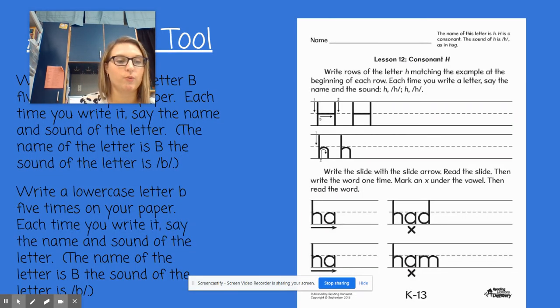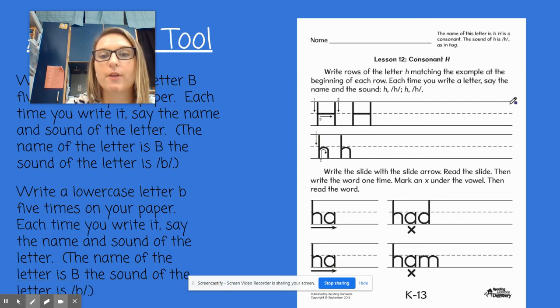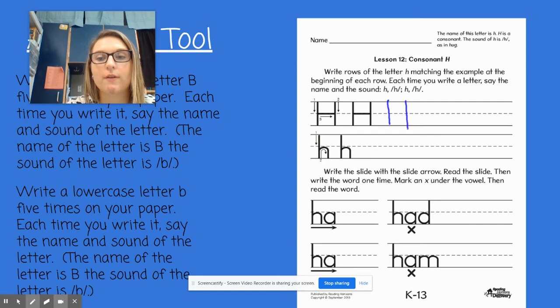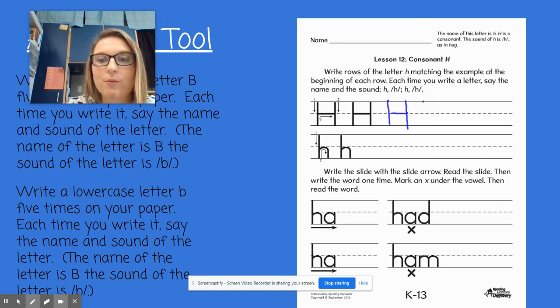To write this letter, you are going to start at the top for the uppercase letter and make a straight line down. It's made out of all sticks, so it's an easy letter to write. Then you're going to go over a little, make another straight line down, and then cross them in the middle. It's kind of like you turned an I on its side. Capital H. Every time you write that, you're going to say H says.